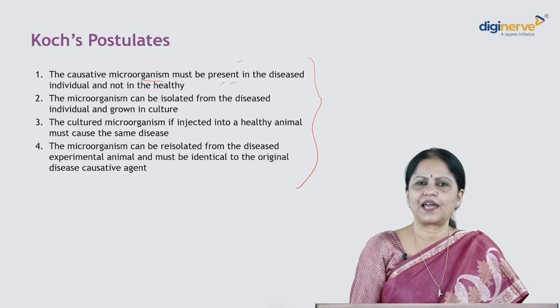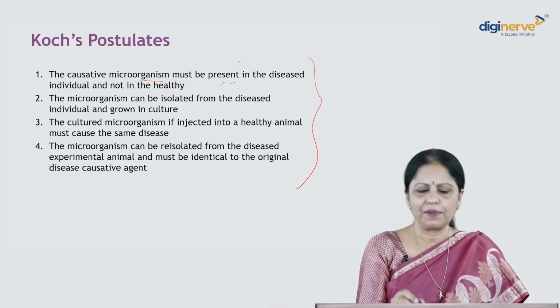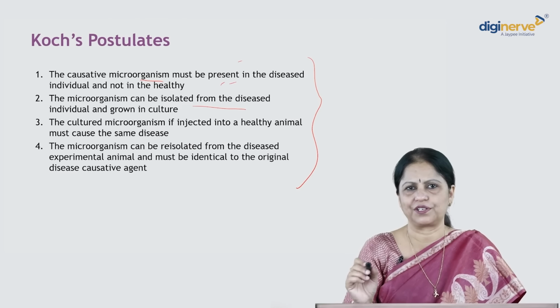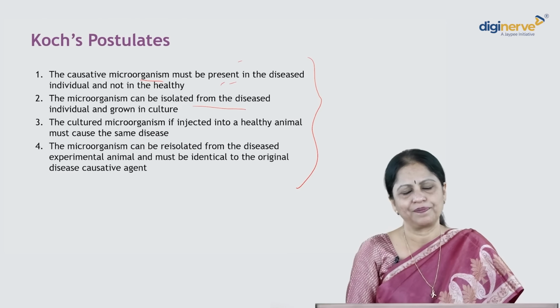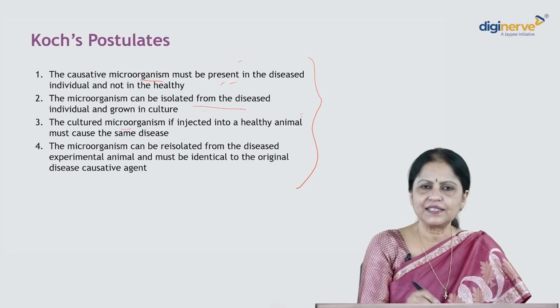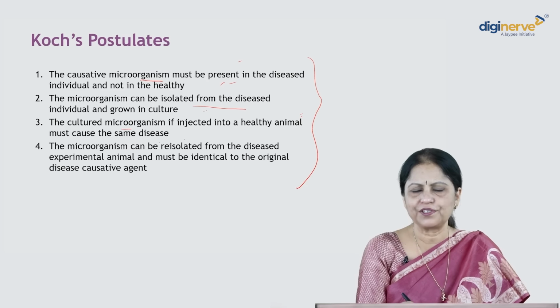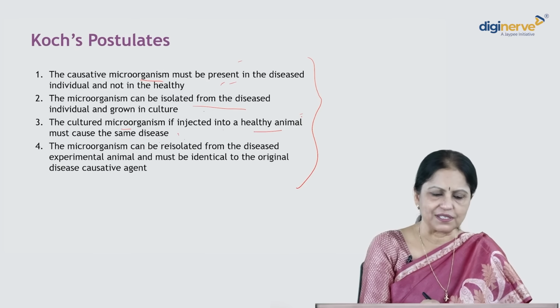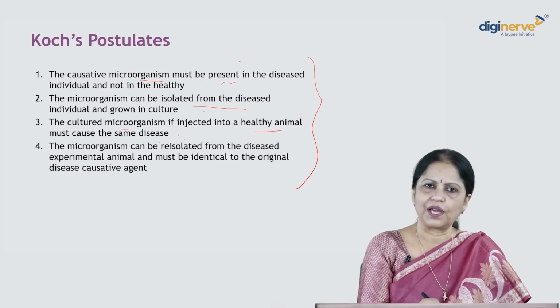Second point is that this microorganism can be isolated from the diseased individual and can be grown, cultured, in the laboratory. Then thirdly, this microorganism that has been cultured in the laboratory, if injected into a healthy laboratory animal, will produce the same disease in the animal, similar to that.